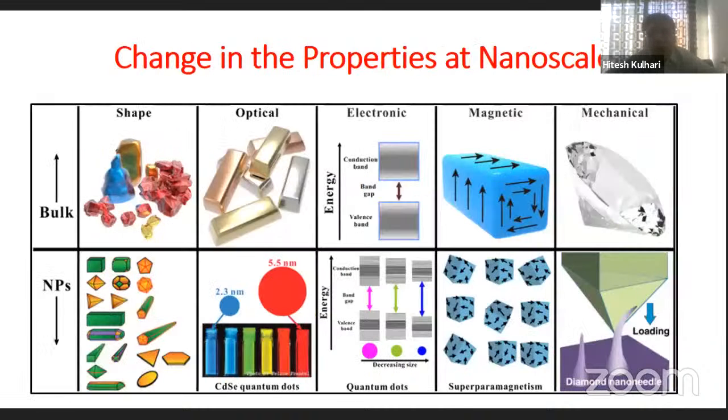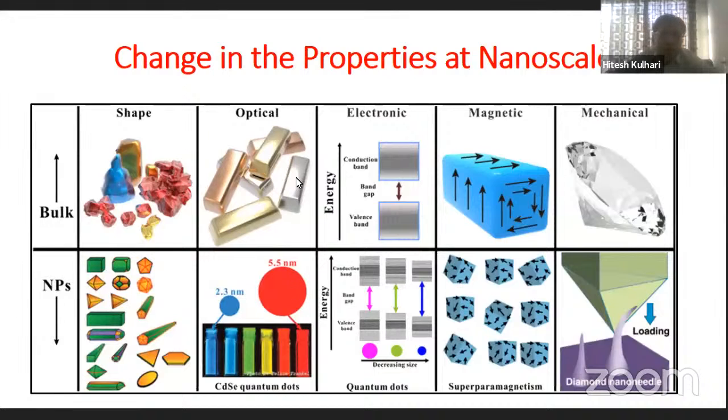Now, coming to how the properties of these particles change if we convert a bulk material into nanoparticles. First, there may be a change in the shape. It is the bulk material, and when we reduce the size of this material into nanoparticles, we can get cubes, rectangles, hexagonals, rod shape, sphere shape, needle shape. Various kinds of shapes can be formed.